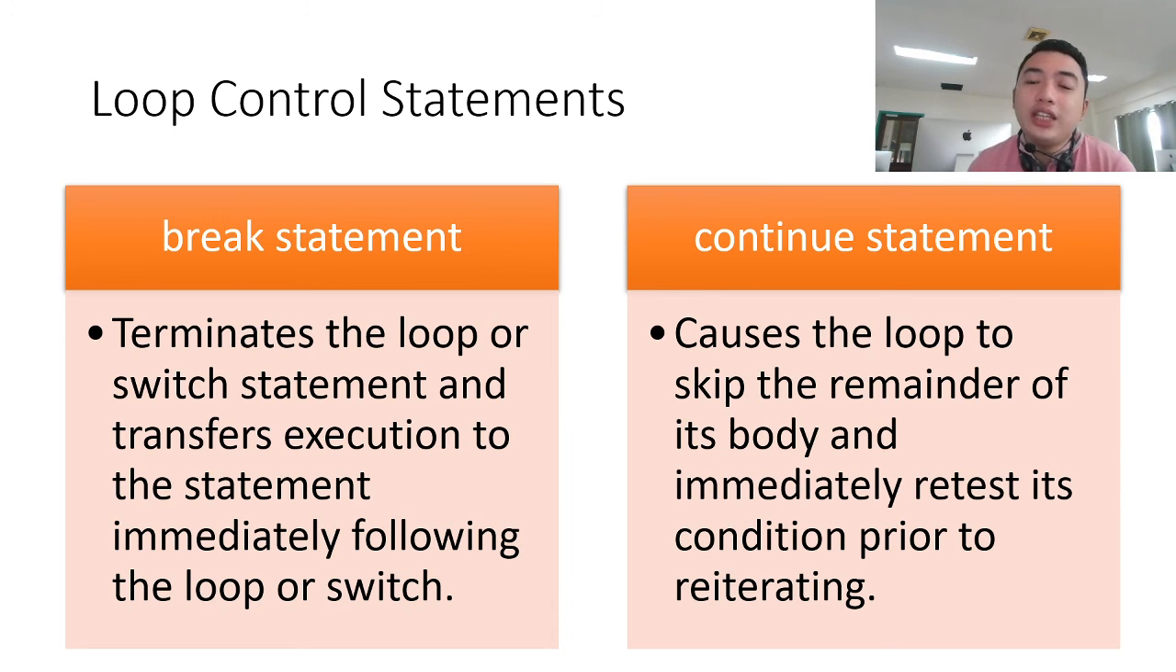Next, we do have the continue statement. If the break statement will totally terminate the looping structure, the continue statement will just cause the loop to skip the remainder of the body. So if the continue statement is executed, and there are statements below the continue statement in the loop body, it will skip those statements and it will automatically evaluate the condition. We do have some examples for that, in a different video for the break and the continue statements.